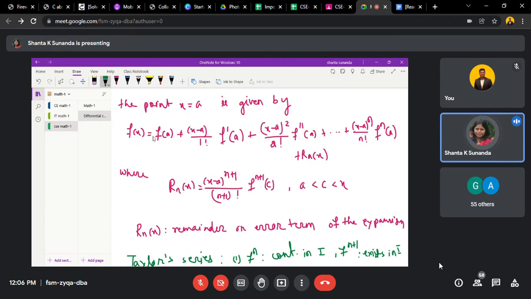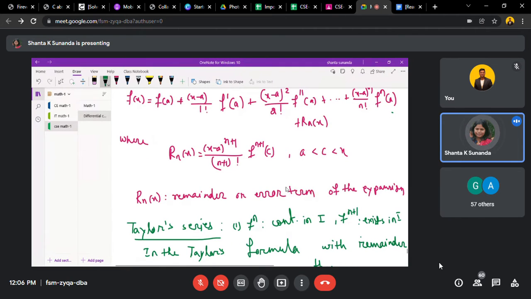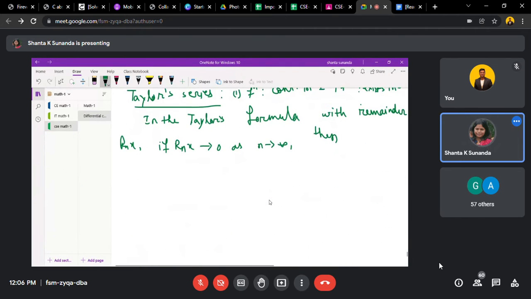For f(x) equals f(a) plus (x minus a) f'(a) divided by 1 factorial. In the numerator, we have the factorials. And here (x minus a) squared, the power keeps on increasing, along with the derivative. First we have f, then the derivatives at the point a. The remainder term is the (n+1)th term, where c is a point between a and x. This is known as the remainder term or the error term of the expansion. We have done this one.